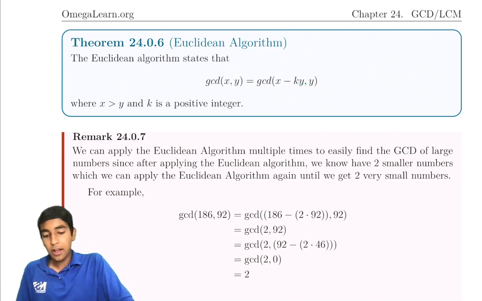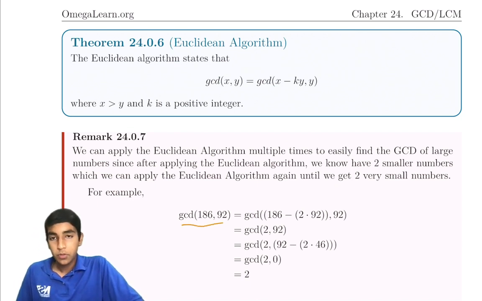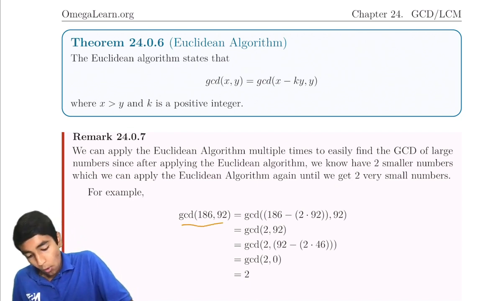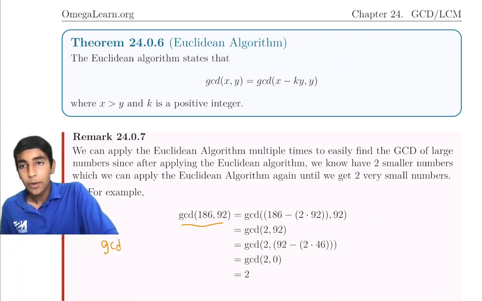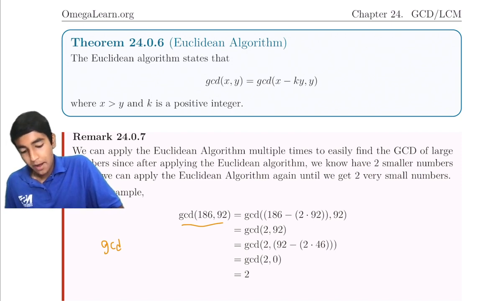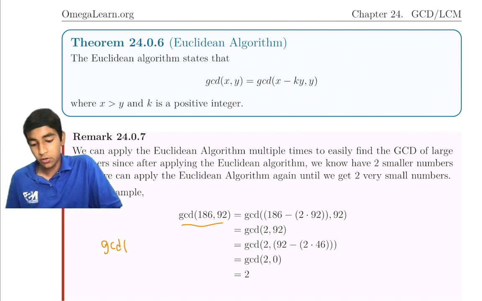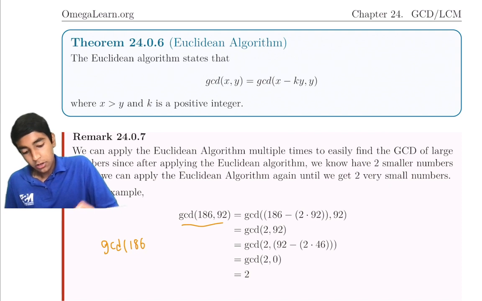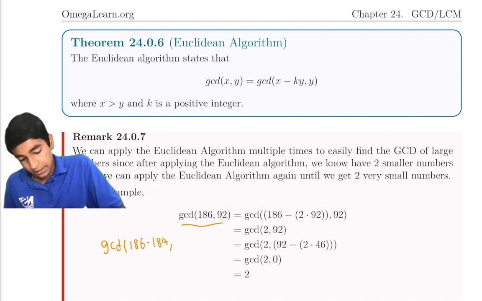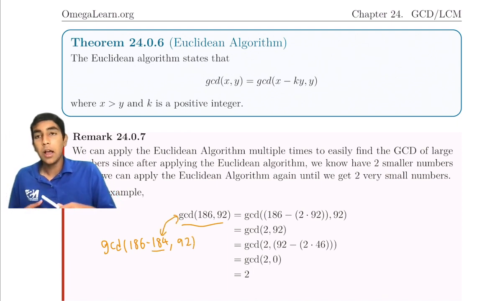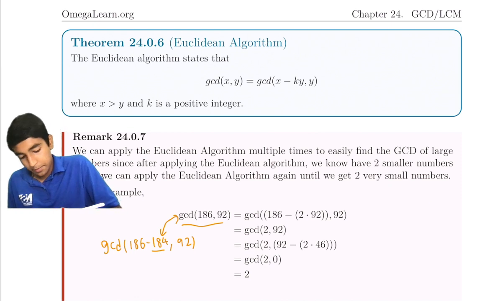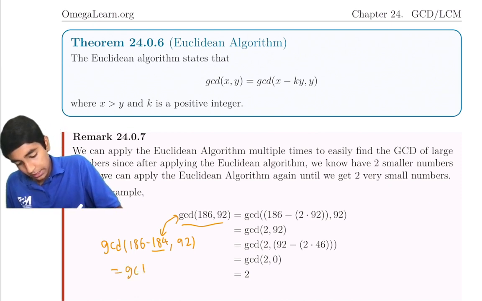And it's very useful because let's say you're trying to find some big GCD like 186 and 92. What you can do is from 186, we can subtract two multiples of 92. So 186 minus 2 times 92, which is 184, and then comma 92. These GCDs are equal because all we did was subtract multiples of 92. And then from here we get GCD of 2, 92.